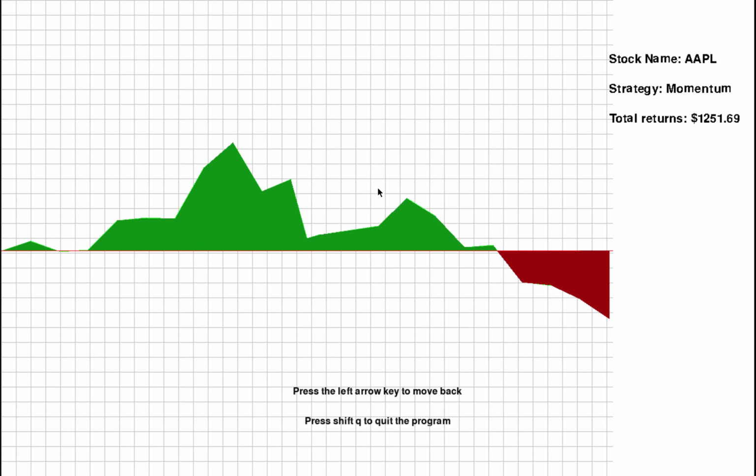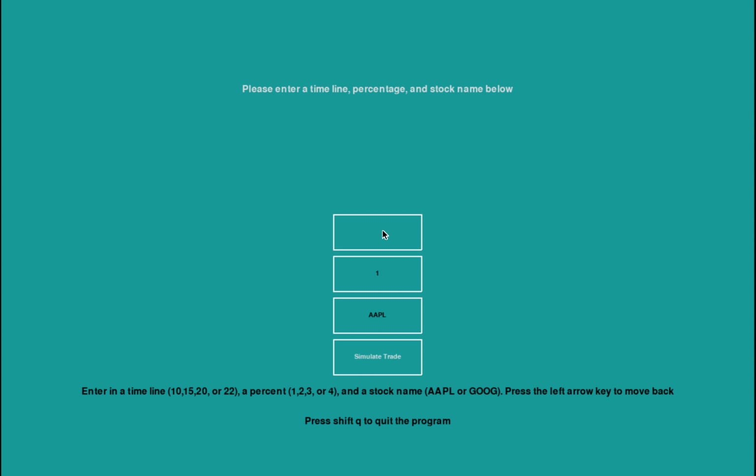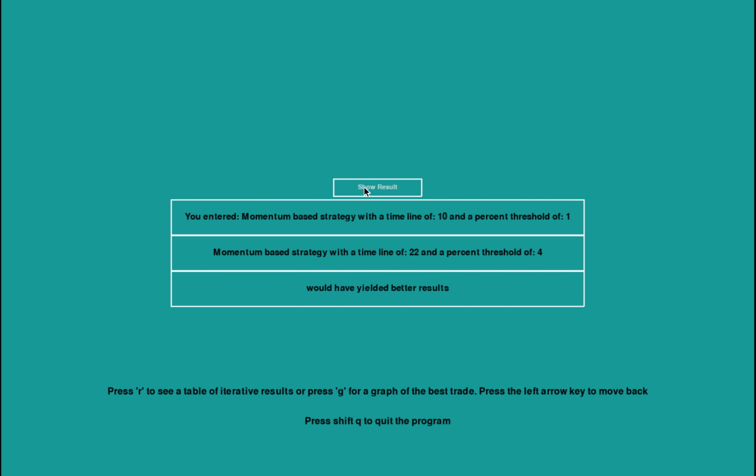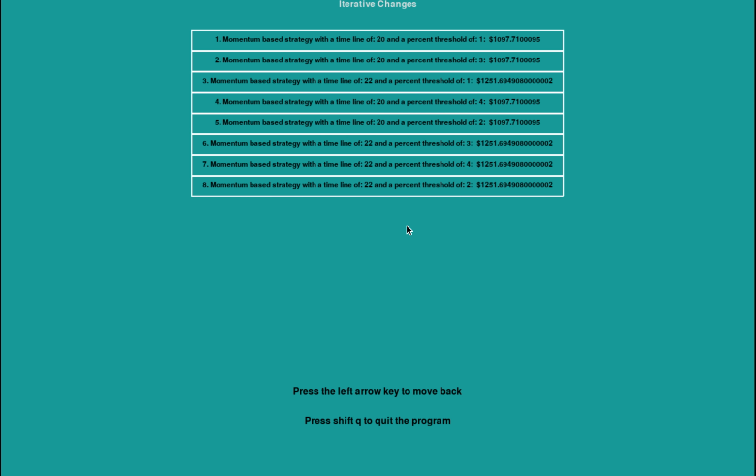It's been optimized. And so if I go back, that table of iterative results actually does update in real time. So if I were to change my input and simulate the trade again, this table with my initial input and the best output changes. And then if I hit R, you can see that this table has also changed. It's no longer generated 16 results because it's only generated 8, because the other 8 yielded results that were worse than the one that I entered in.